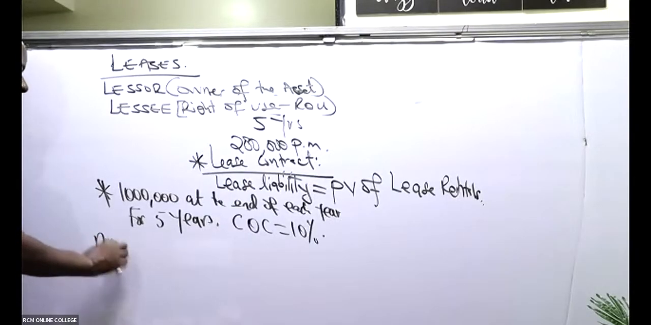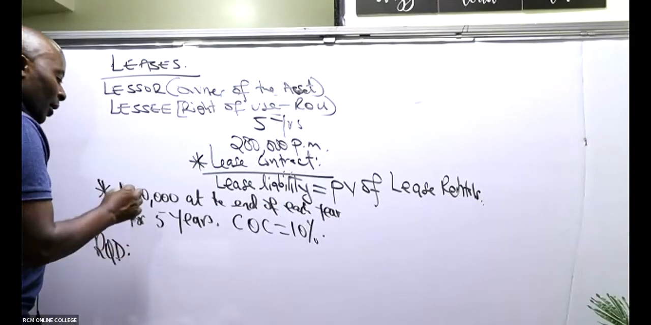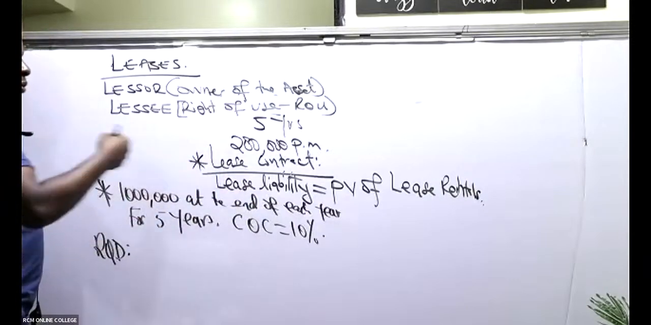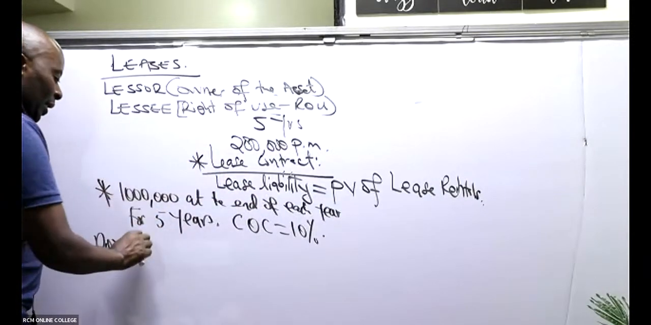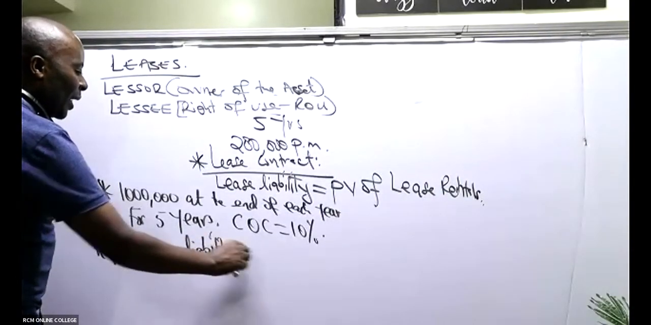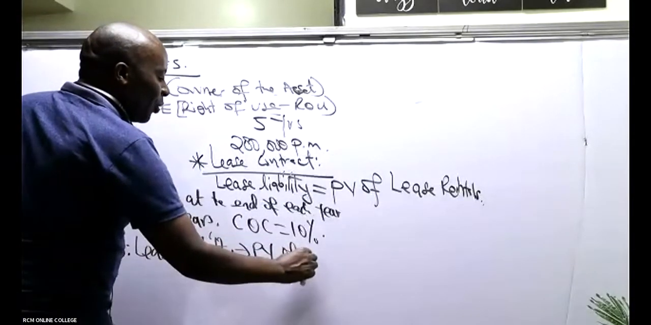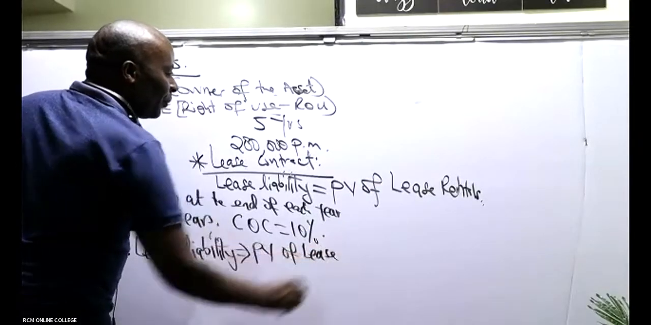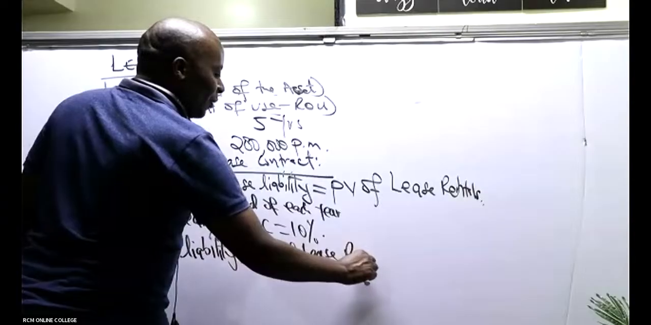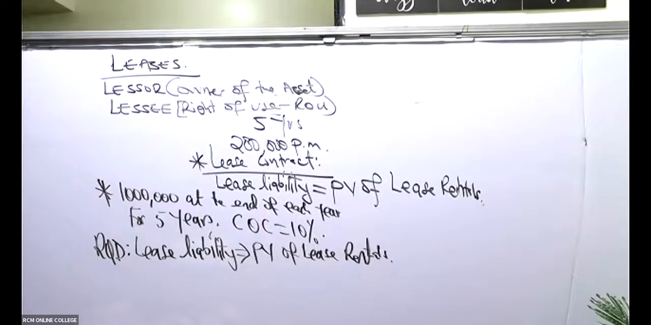And then, ladies and gentlemen, we are required here to do something very simple. We are required, first of all, to know the amount of lease liability we owe. So how do we get the lease liability? Can I give you 2 minutes? Somebody should be able to come and give me the present value of these lease rentals. Automatically, this is what is going to become my lease liability.